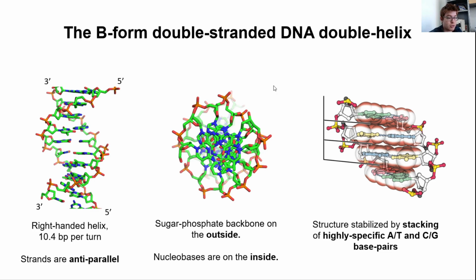And this structure places the sugar phosphate backbone on the outside and the nucleobases on the inside. And by placing all these nucleobases on the inside, and the fact that AT and CG base pairs, while orthogonal from one another, are stacked perfectly with one another, the resulting structure is highly stabilized no matter what the sequence of bases is. And so this is a rather beautiful structure that really facilitates its copying and replication.